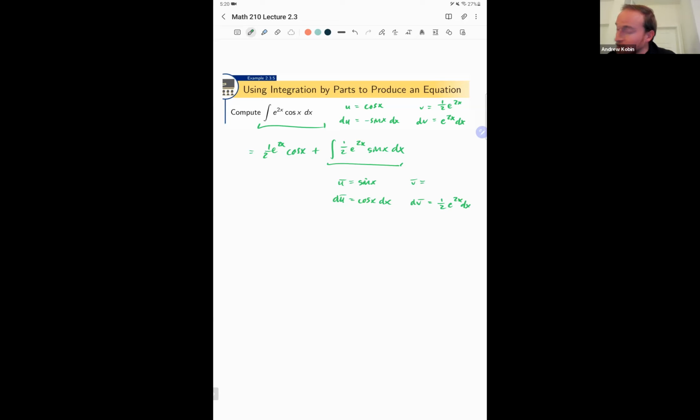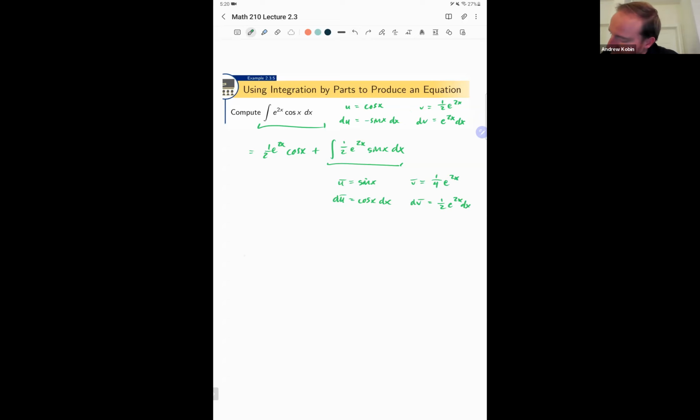So v bar then is something whose derivative is 1/2 e to the 2x. I'll give it to you again, and you want to carefully think through this if you're not sure why I got that. The hint is that you're using the chain rule on e to the 2x. And I did that up here as well.